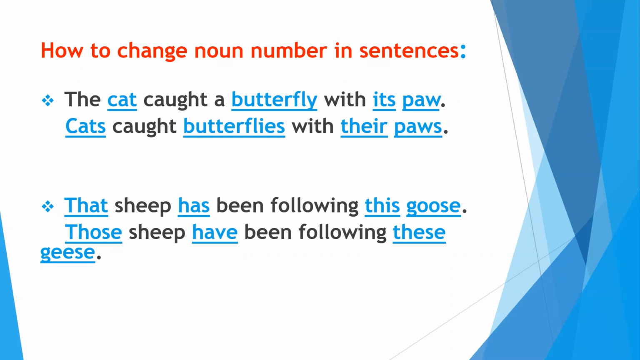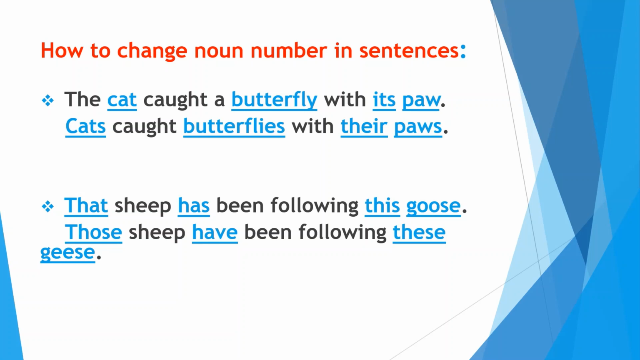Cats caught butterflies with their paws. Means in this sentence, the plural of cat is cats, the plural of butterfly is butterflies, the plural form of its is their, the plural form of paw is paws. We have already learned in the previous video, where we learned noun number, means singular forms and plural forms. So you can understand, butterfly, here the ending letter is y, so you have to change it into i and add es so that you will get its plural form, that is butterflies.